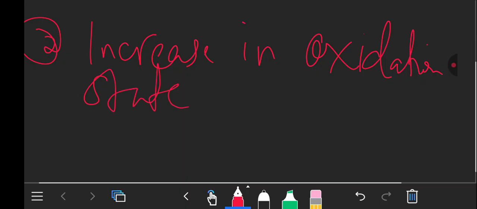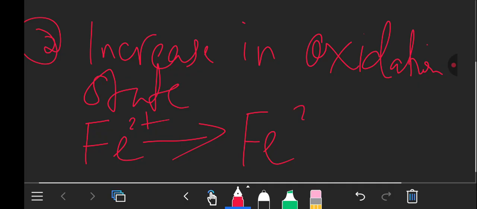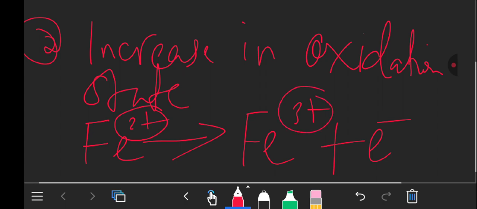So an example I can give here, let's say you have iron, iron 2 plus forming iron 3 plus. Then to balance this, you add an electron there. So you can see that the oxidation state of iron is 2 plus there, but it has increased to 3 plus. So this is oxidation.